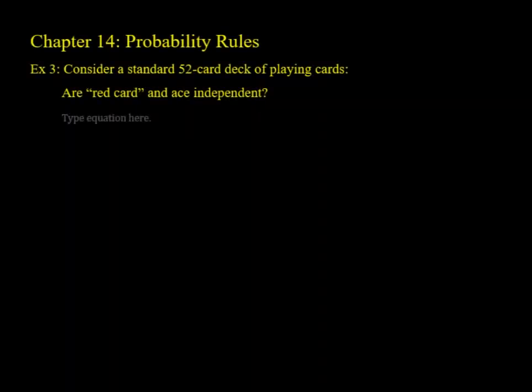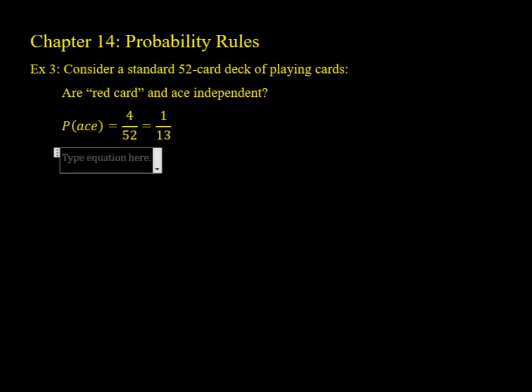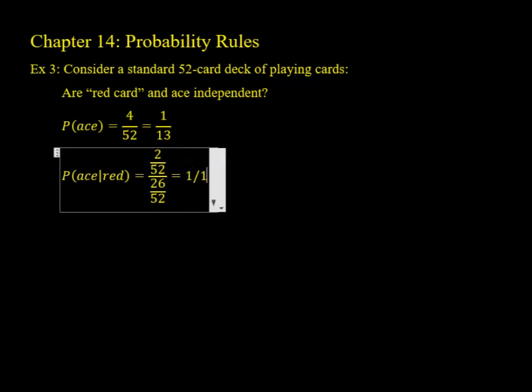Okay, are red card and ace independent? So now let's look at some probabilities here. The probability of an ace equals 4 over 52, which is 1 over 13. The probability that you get an ace given the card is red will be 2 over 52 divided by 26 over 52. This simplifies to be 1 over 13.